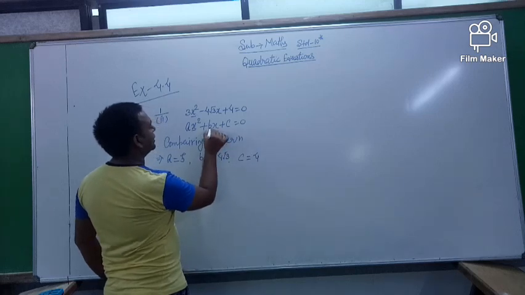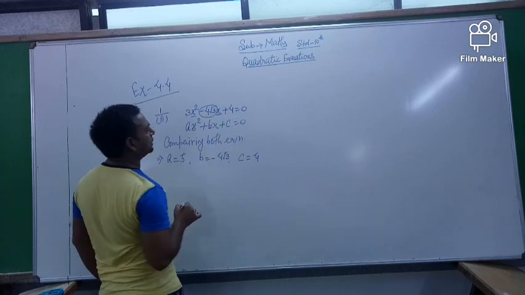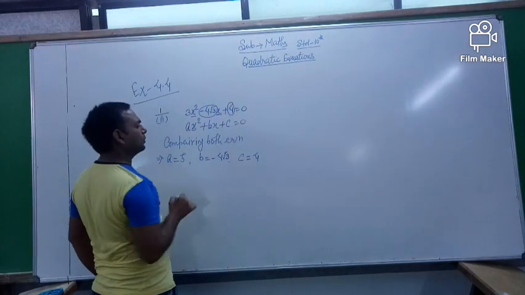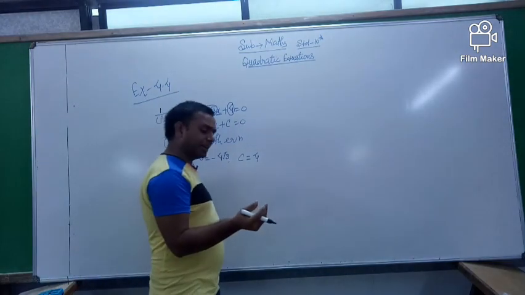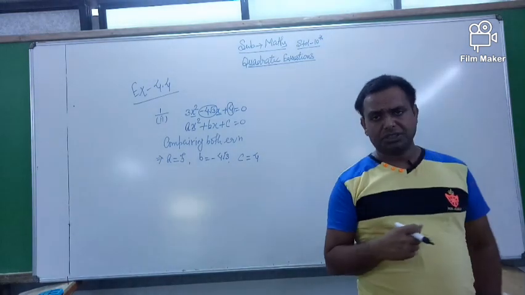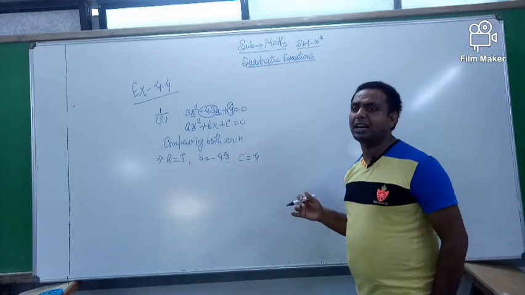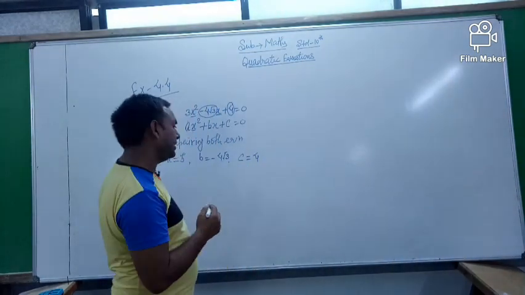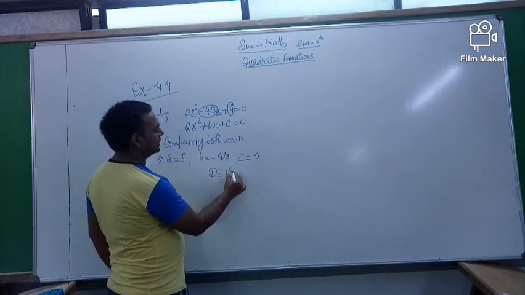Here you see the coefficient of x is minus 4 under root 3, and in the place of c, that is 4, so c is equal to 4. Then how can we find the quality of the roots, or the condition of the roots? For finding the condition of the roots, first you find the value of D. It means discriminant. So D is equal to b square minus 4ac.